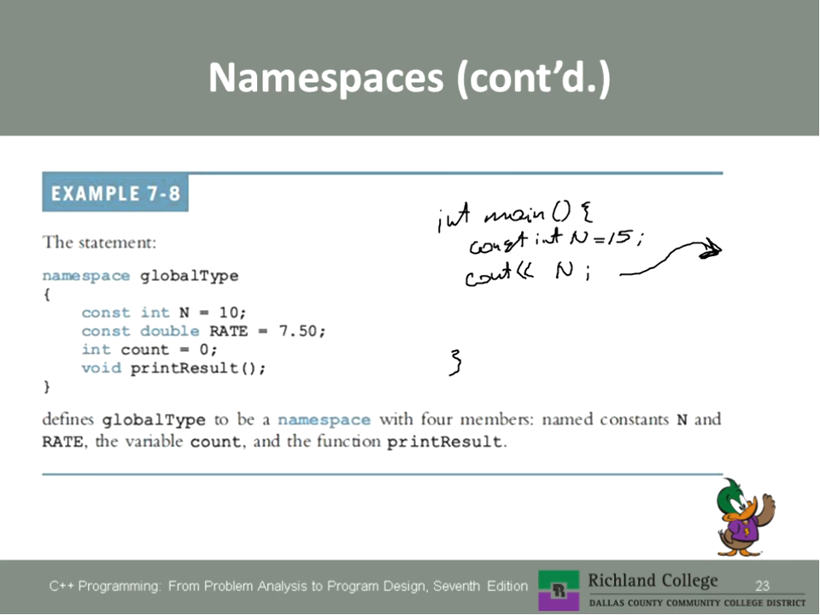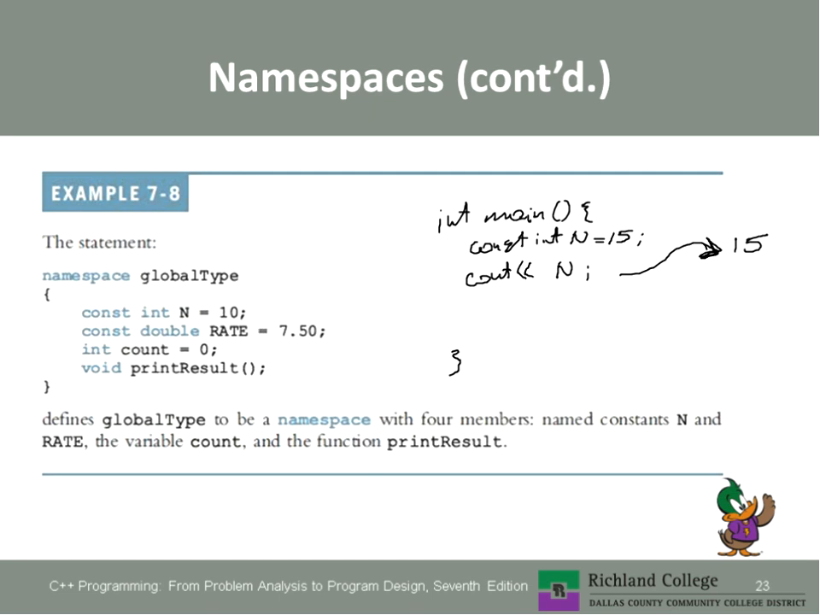And so what is going to be printed out when you run this? Well, what's going to print out is 15. Why is it 15? Because n, without specifying the namespace, will look at the identifier closest to that statement. So what's closest to it is n inside main.